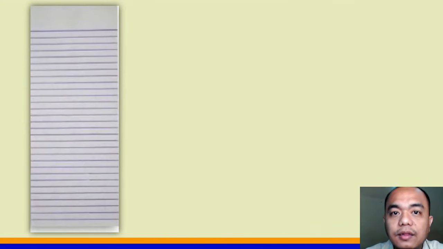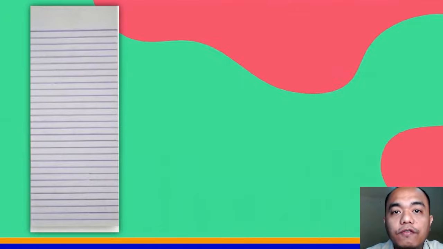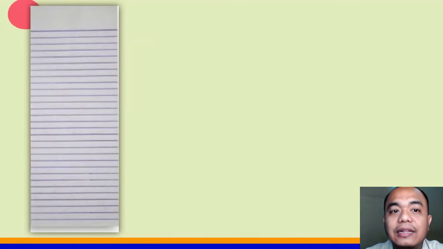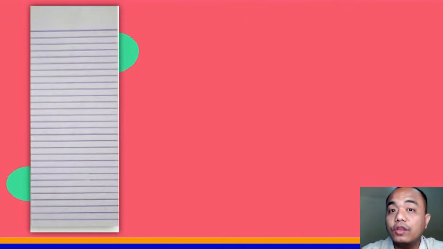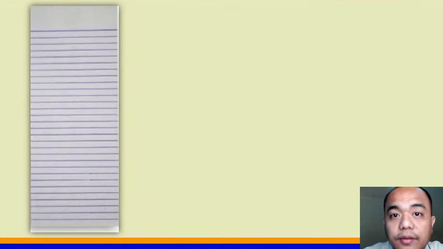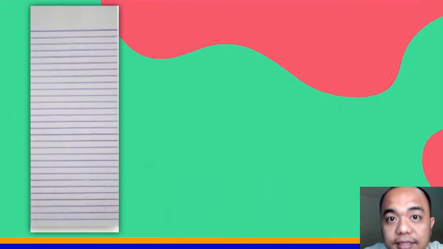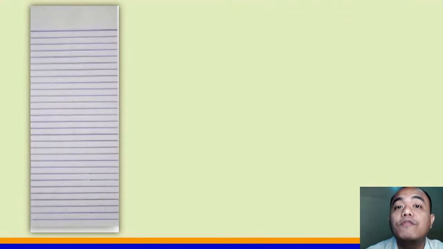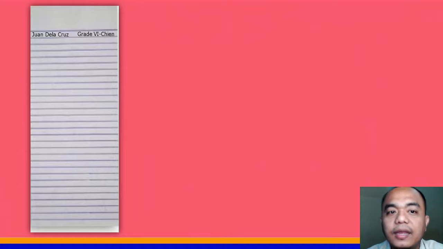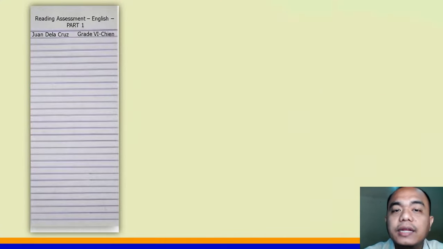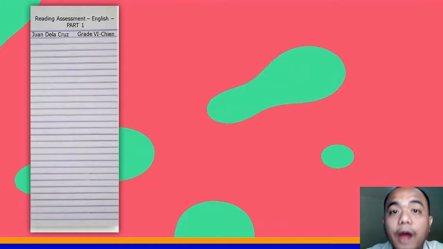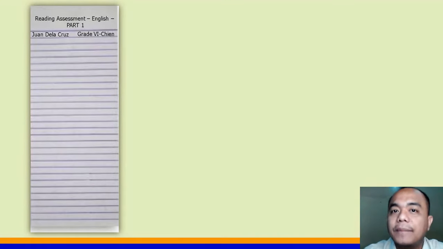So please get 1/2 sheet of paper and cut it lengthwise, just like here you see on the screen. Do you have with you your 1/2 piece of paper lengthwise? Okay, of course, you get your ball pen also. Please write your name and then grade and section. And after that, write reading assessment English part 1 on your paper. Please do it now.